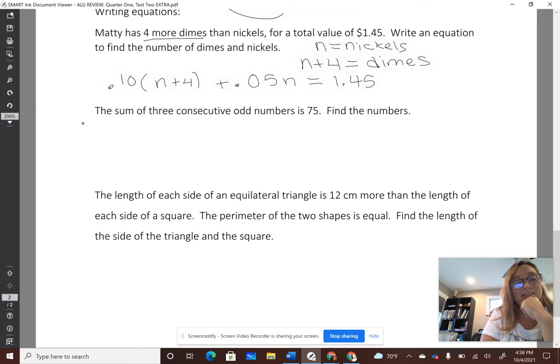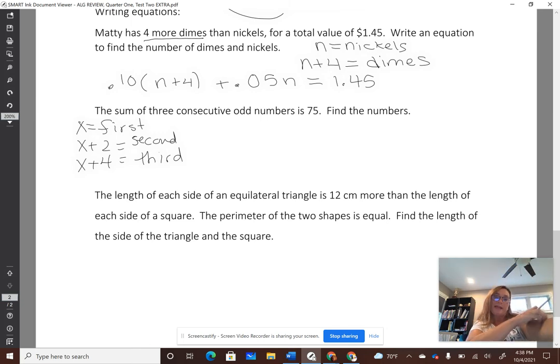3 consecutive odds. So I'm going to use x for the first, x plus 2 for the second, and x plus 4 for the third. Okay, just picture odd numbers in your head, like 3, 5, 7. If x is 3, to get to 5, you have to add 2. If x is 3, to get to 7, you have to add 4. Sometimes a number line would help as well.